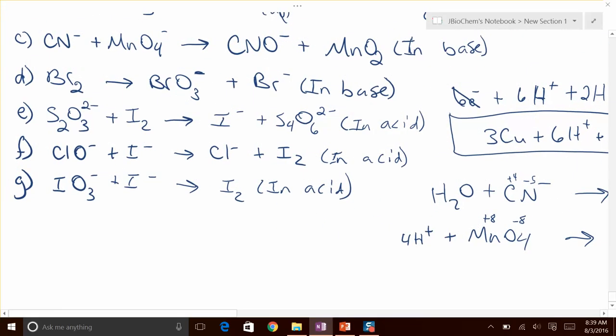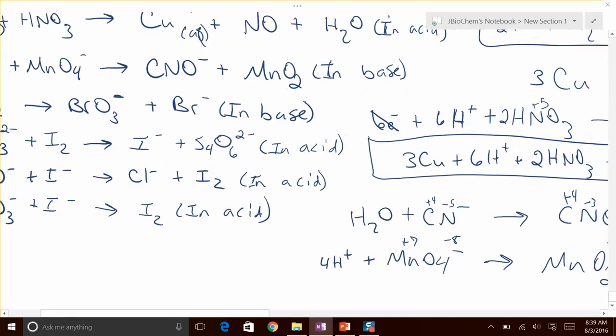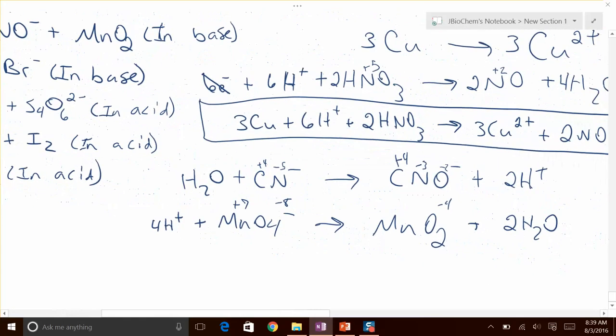Now what about the oxidation state of this manganese here? This is negative 8. This is going to be plus 8. Yeah, so it's plus 7. Well, no, it's still negative 8, but there's a negative charge, so this is plus 7. This is negative 4. That one went to 0 charge. Well, there's no charge on this one.